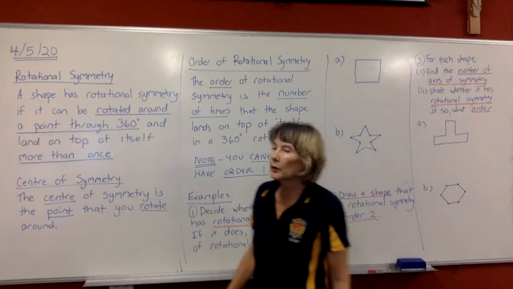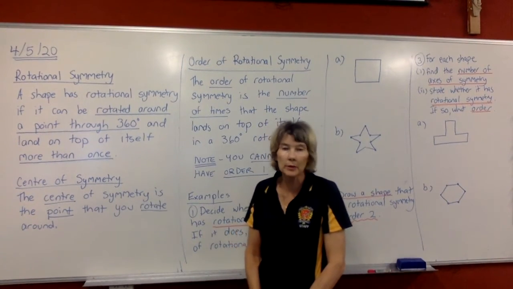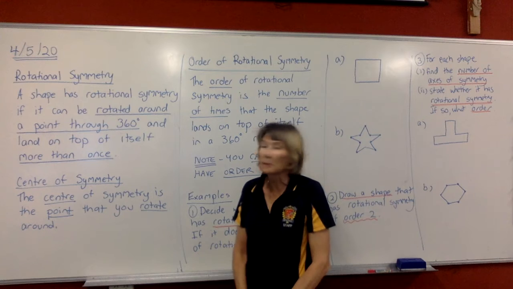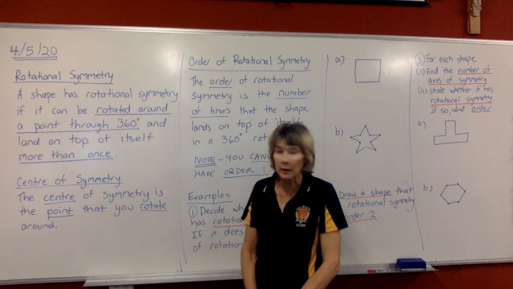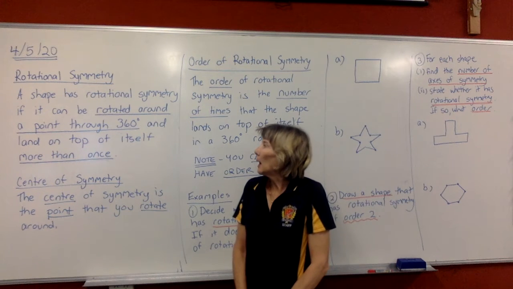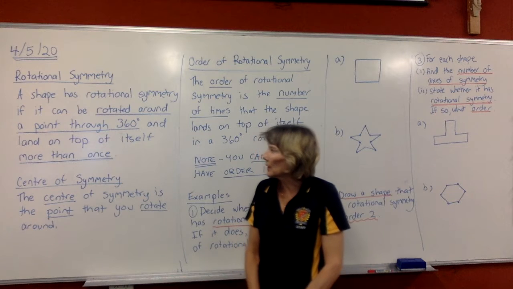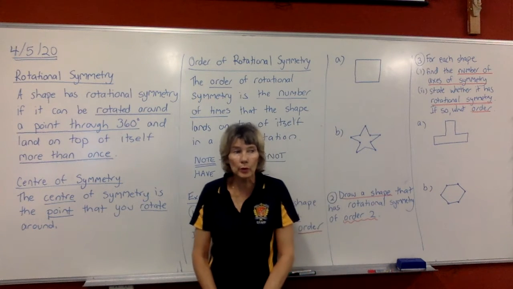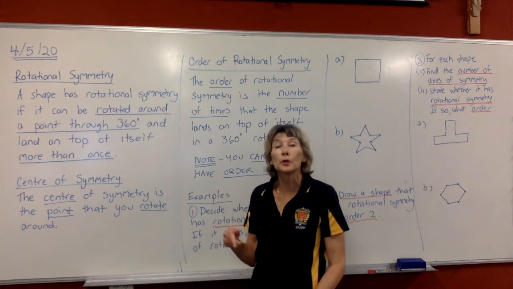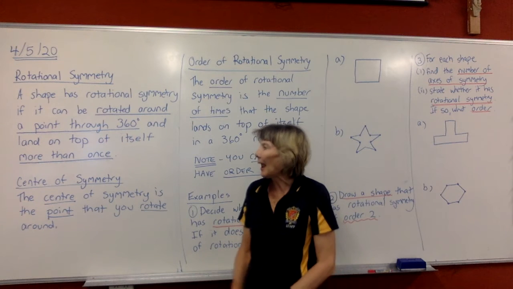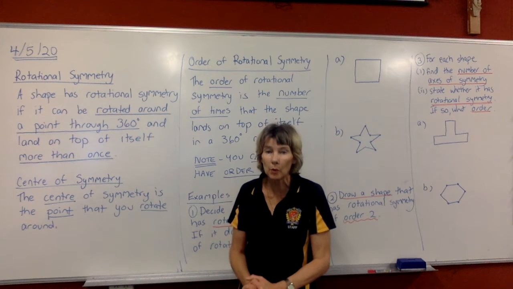So boys, now we're going through rotational symmetry. Some of you may have had some trouble with this in Year 7, so I'm going to go through it again. A shape has rotational symmetry if it can be rotated around a point through 360 degrees and land on top of itself more than once.